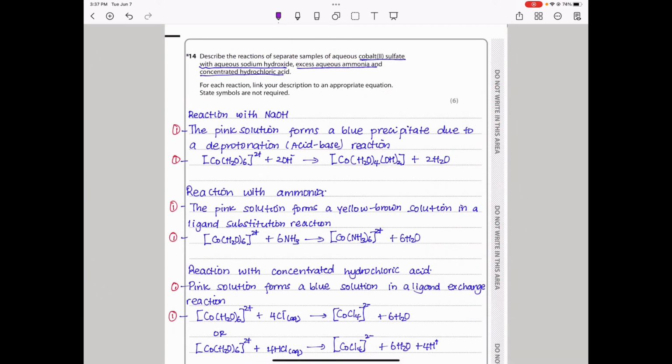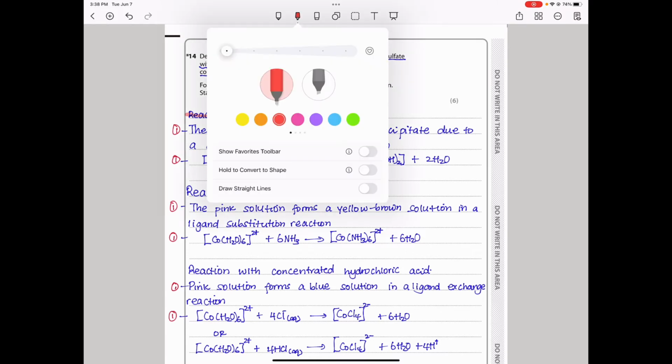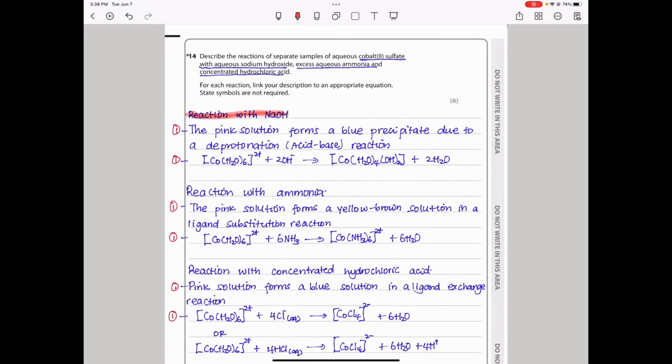Question 14, we say: describe the reactions of separate samples of aqueous cobalt(II) sulfate with aqueous sodium hydroxide, excess aqueous ammonia, and concentrated hydrochloric acid. So again, here we are looking at cobalt sulfate. We have to know the 3 reactions: the reaction with sodium hydroxide, the reaction with ammonia, and the reaction with concentrated hydrochloric acid.